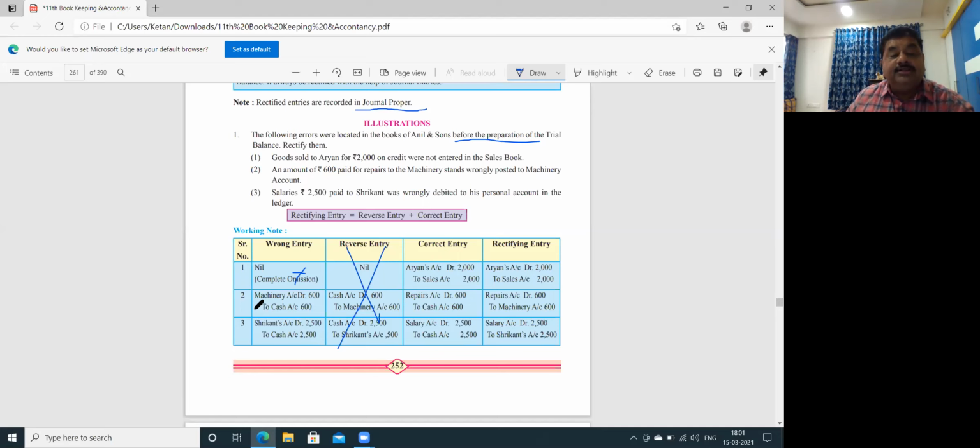Cash is common. Cash is common, which is credited correctly.